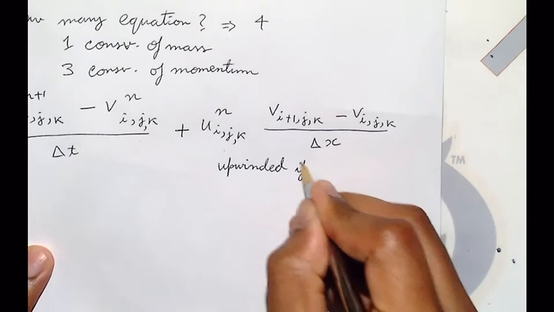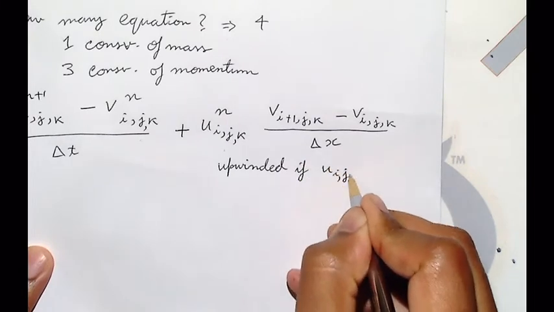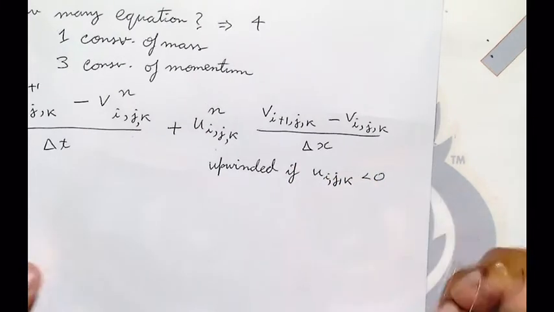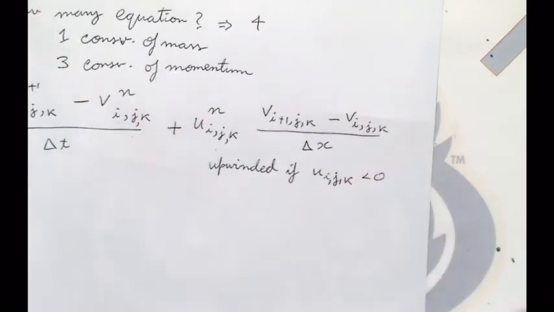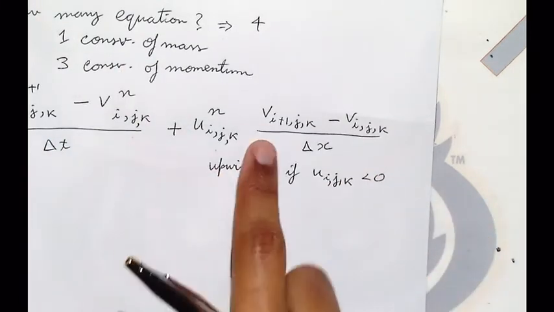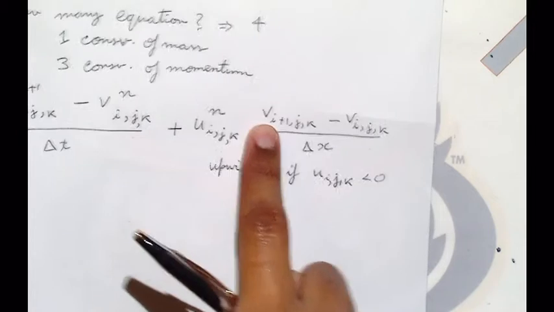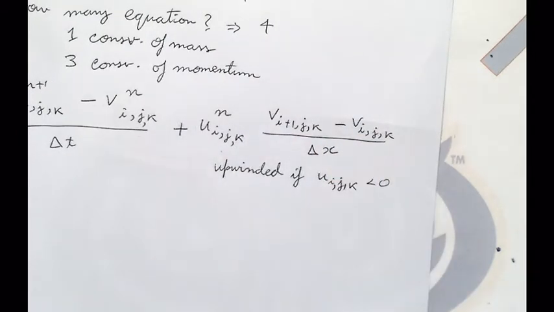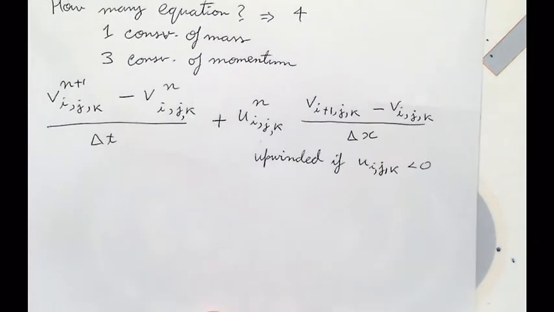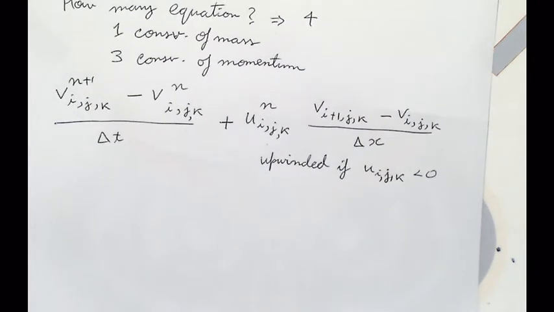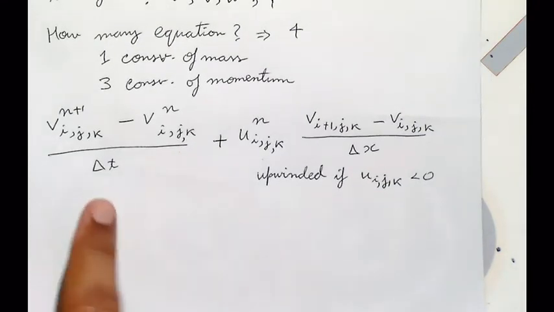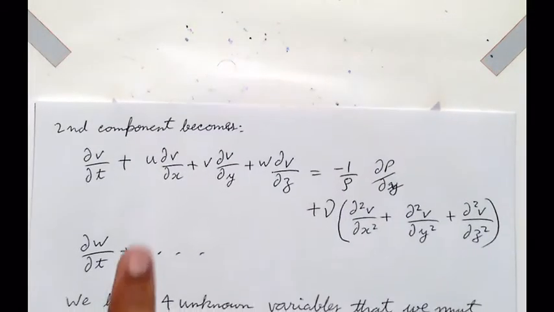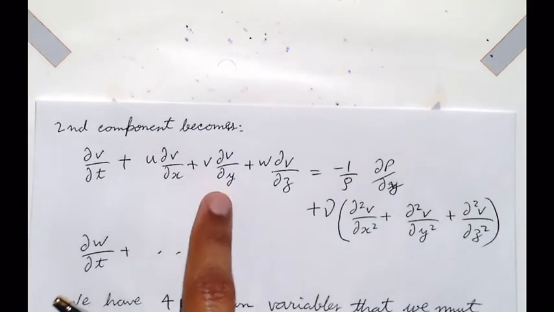Upwinded if u I j k is less than 0. And yes, this is a valid expression. If u was greater than 0, you would write I and I minus 1 here. That's just the first term, that's the second term. We have a lot more to go. But let's write the third term.